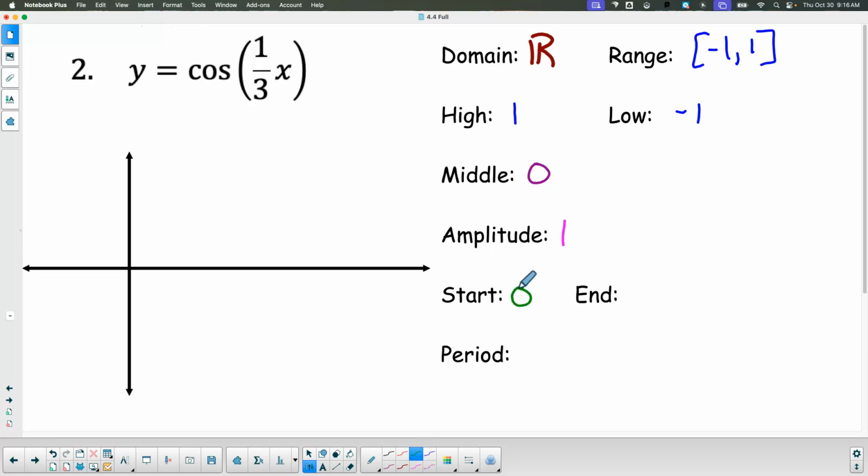Okay. So my period then is going to be 2 pi divided by 1/3. What is 2 pi divided by 1/3? 6 pi? Yep, it is 6 pi. So my period is 6 pi, and my end is 6 pi. Okay. Cosine curve starts where? High, high, middle, low, middle, high.